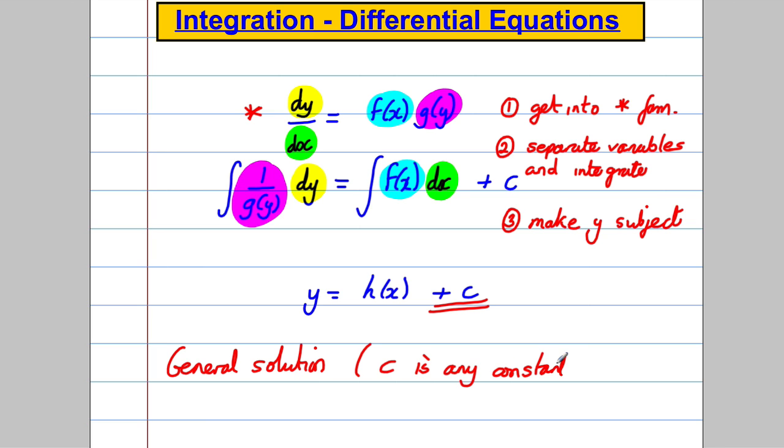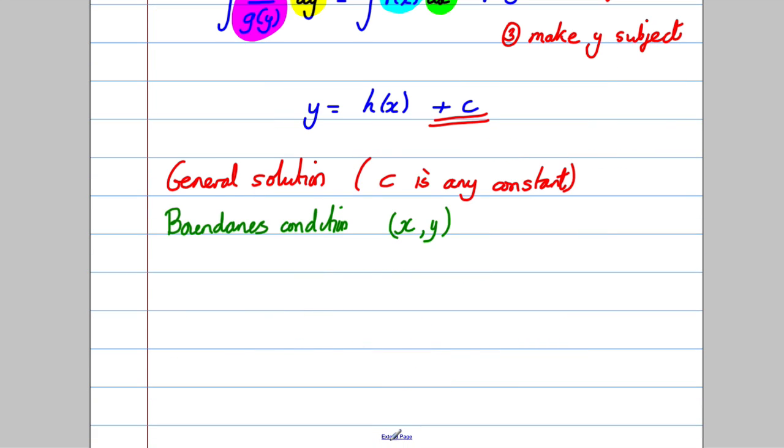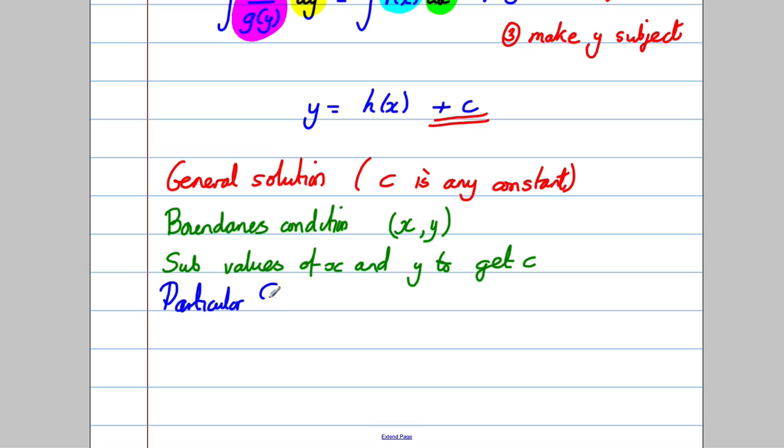Now, there will be times where they give you what's called boundary conditions. They will give you boundary conditions. And what I mean by these is they will give you a particular value of x and a particular value of y that are true on this particular curve, and you can substitute them in, so you can substitute values of x and y to get c. And when you do that and you write down that c and then you rewrite this with c defined, that then has a different name, and that is called a particular solution. So that's called the particular solution.